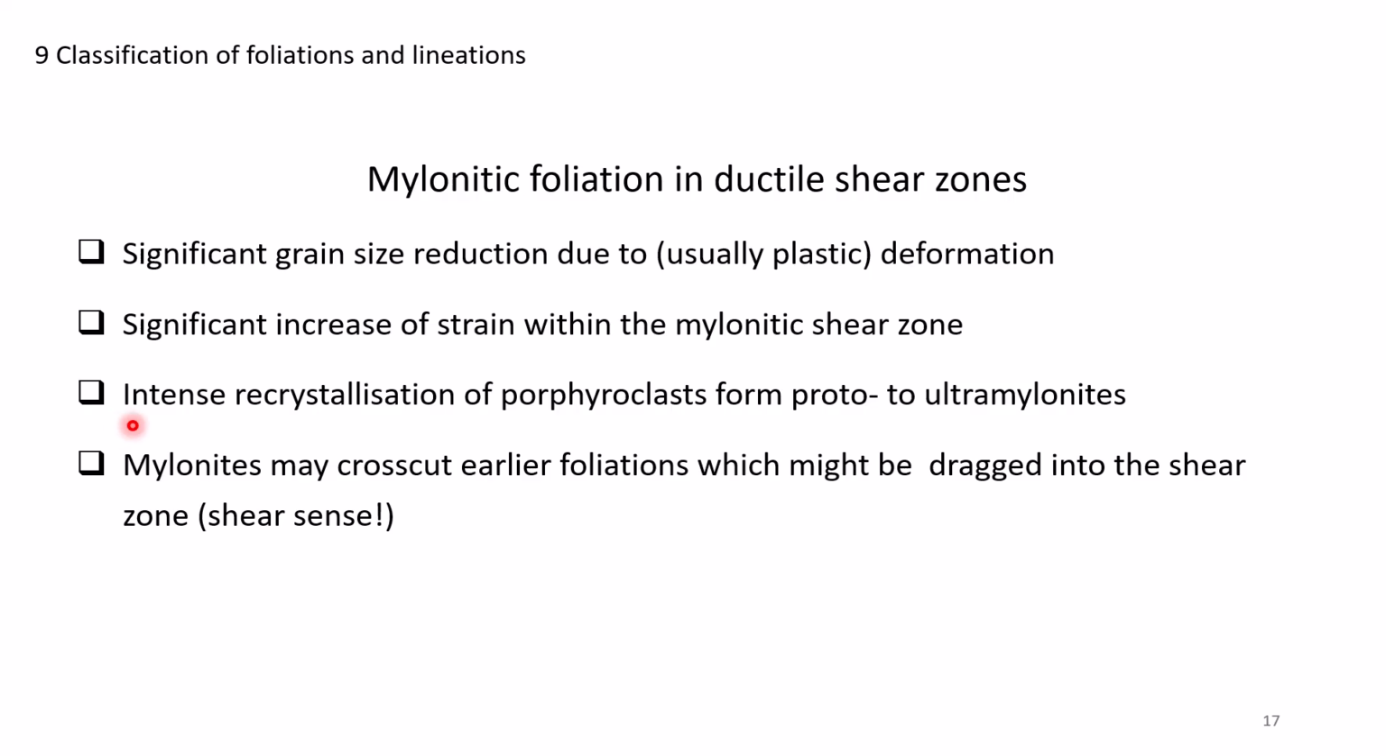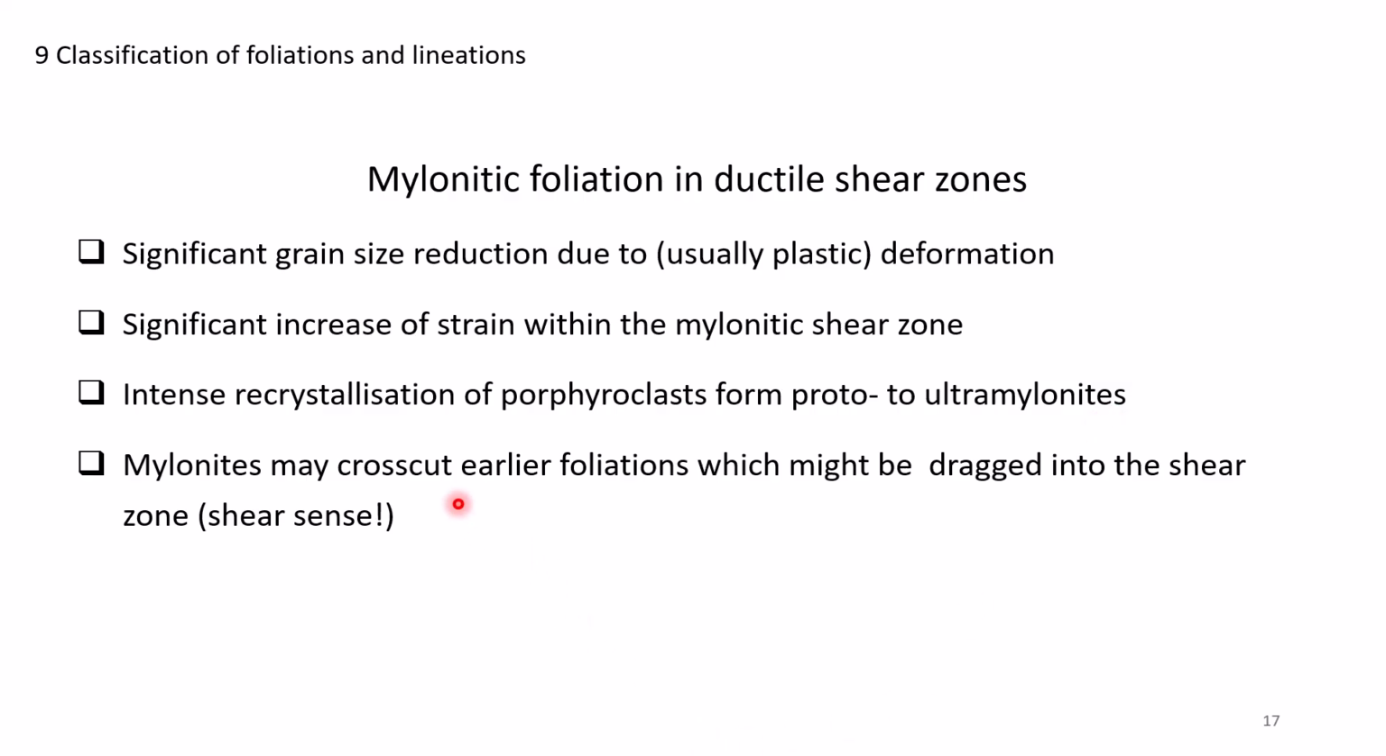What you also would want to see, and what is most common in ductile, in plastic mylonites, is the recrystallization of porphyroclasts. That means crystals of initially larger size that show grain size reduction and perhaps even their obliteration in proto and in ultramylonites. That means in mylonites that show very intense deformation.